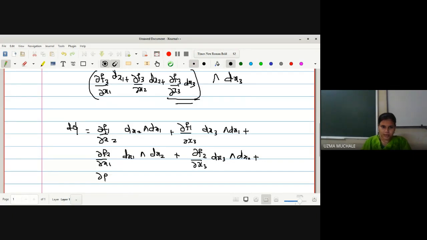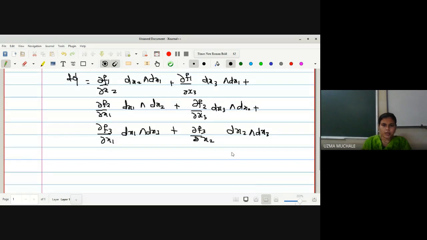Let me write down here f3 with respect to x1, then dx1 wedge product with dx3, plus what is the next term? f3 with respect to x2, then dx2 wedge product with dx3. The last term will be again 0.